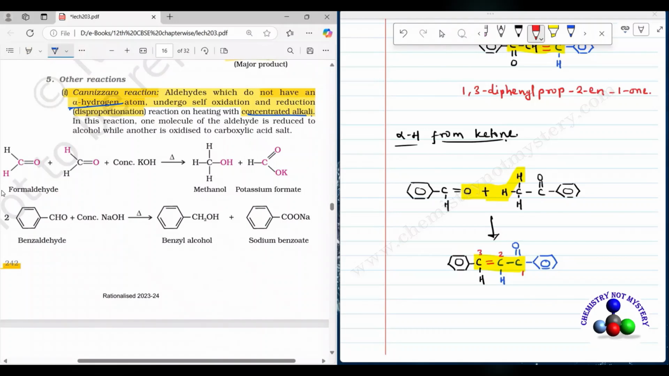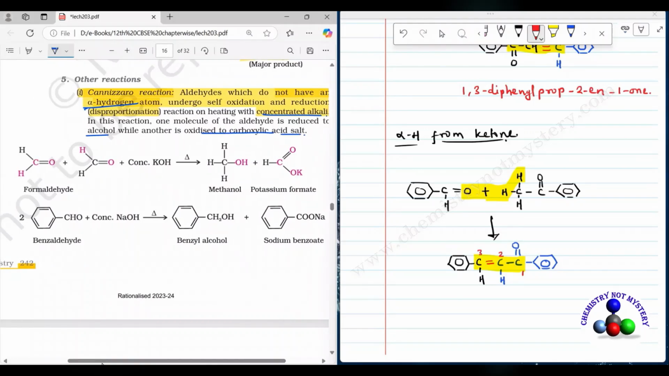In this reaction, one molecule of aldehyde is reduced to alcohol while another gets oxidized to a carboxylic acid salt. When you take the example of formaldehyde, in formaldehyde there are no alpha hydrogens because there is no alpha carbon. So when two molecules of formaldehyde react with concentrated KOH, concentrated alkali, one formaldehyde molecule gets reduced to methanol and the other molecule gets oxidized to potassium formate. It is the potassium salt of formic acid.